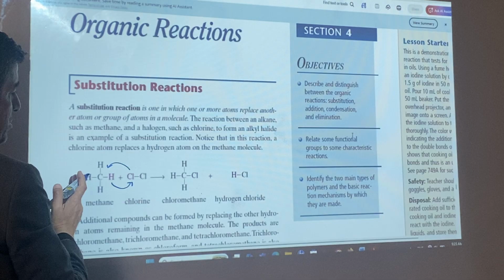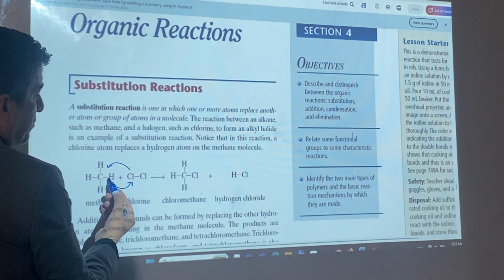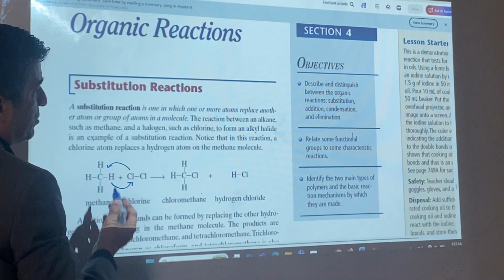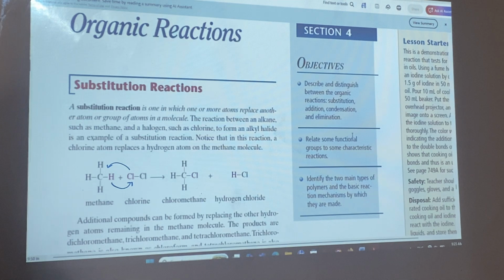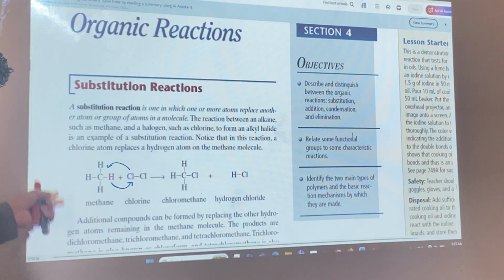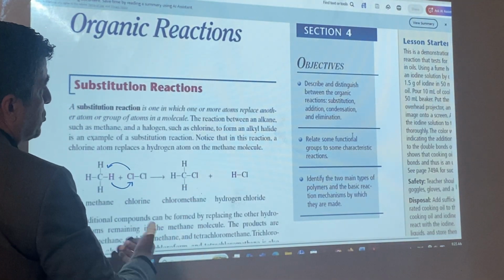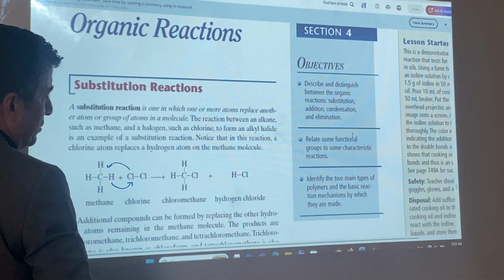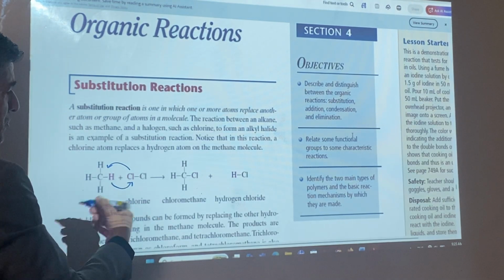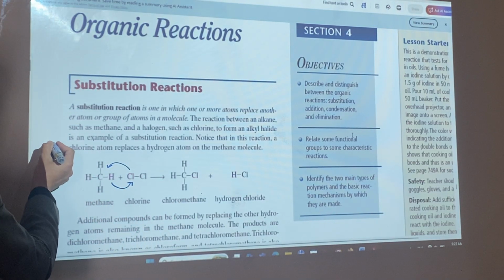You see, compare this side with this side: Cl replaced hydrogen and the product will be this compound. This is the first of the organic reactions. Further products, additional compounds, will be produced when the replacement continues. We have 4 hydrogen atoms replaced by chlorine, and the products will be as follows.